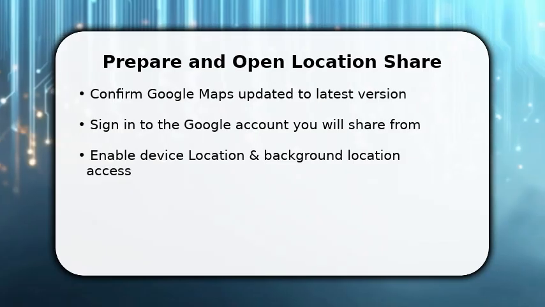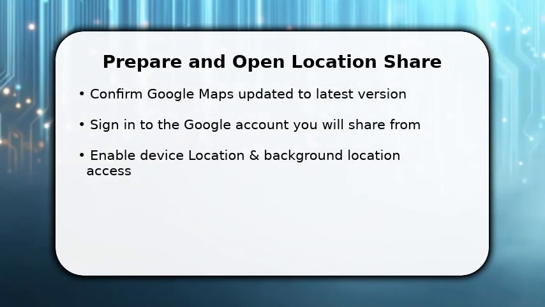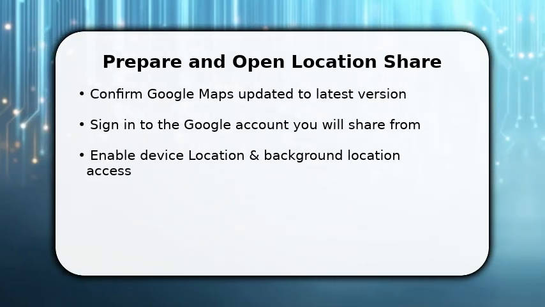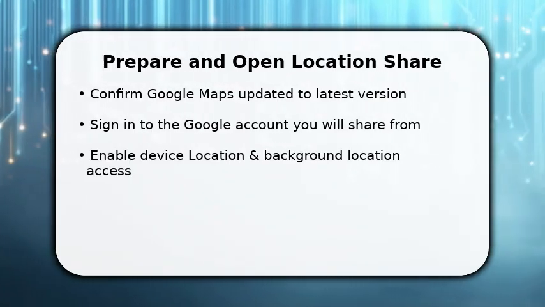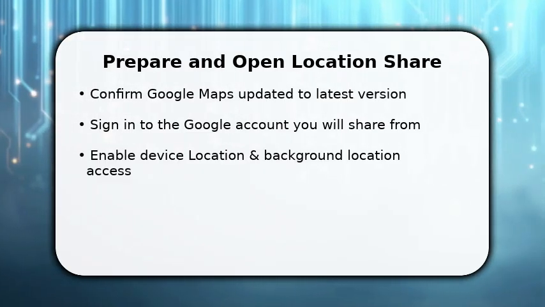You start by opening Google Maps and signing into the account you'll share from. This ensures saved places and permissions align. Make sure device location and background location access are enabled in system settings so live sharing works continuously.